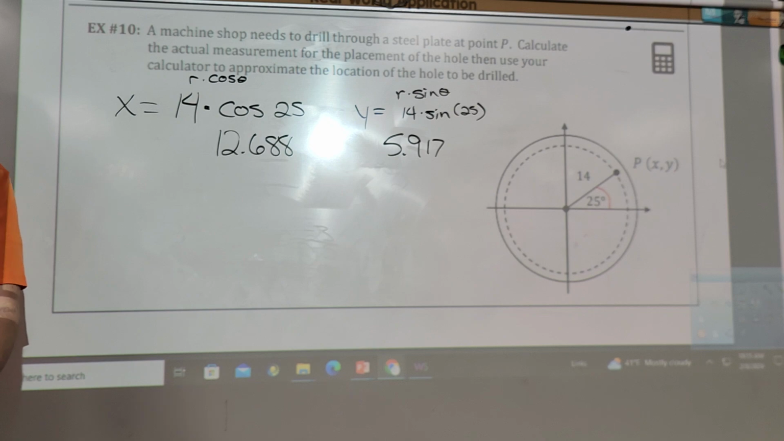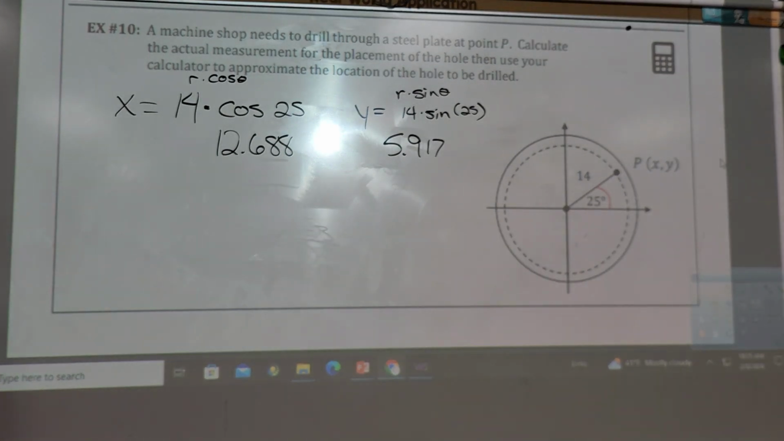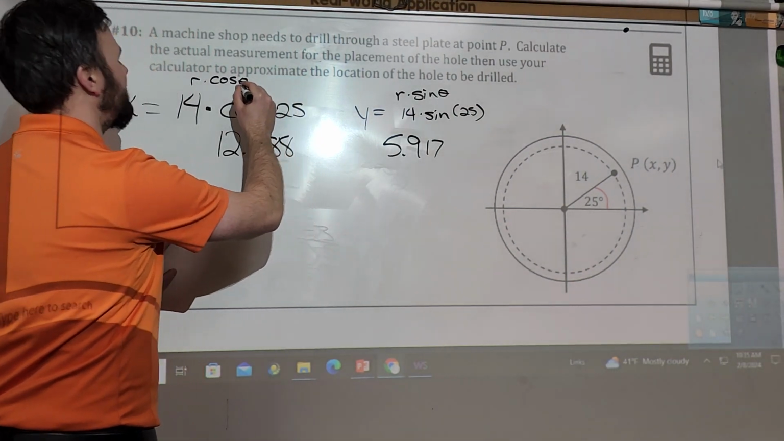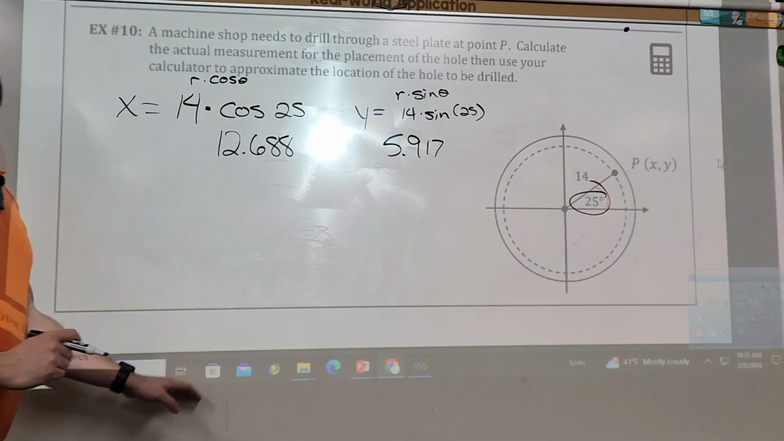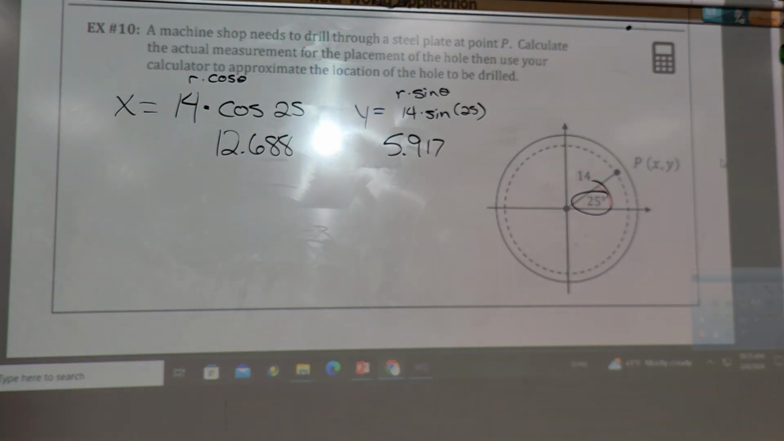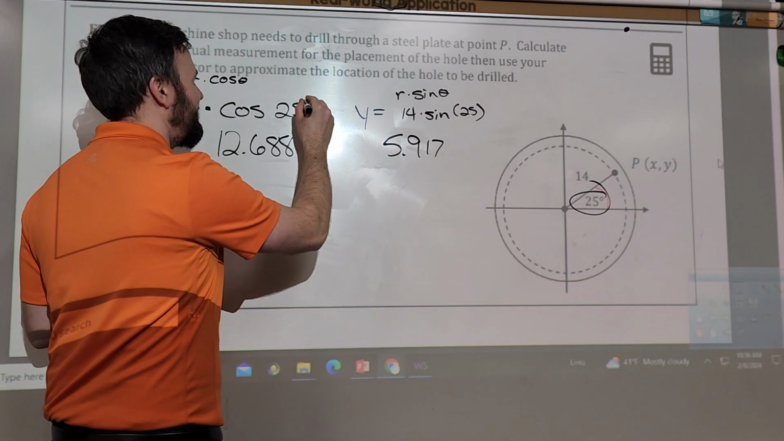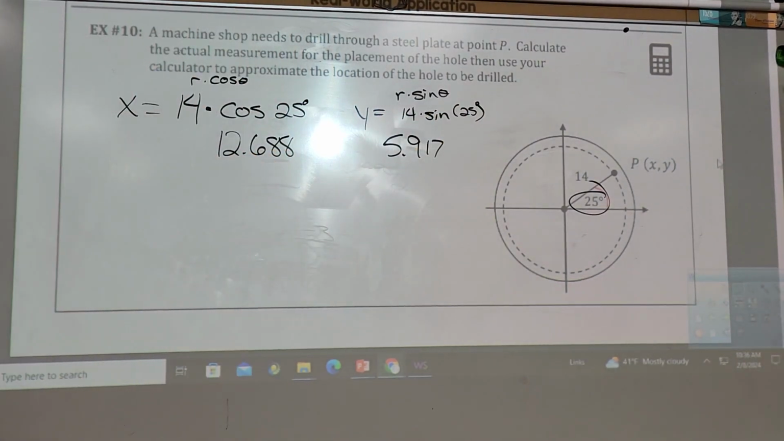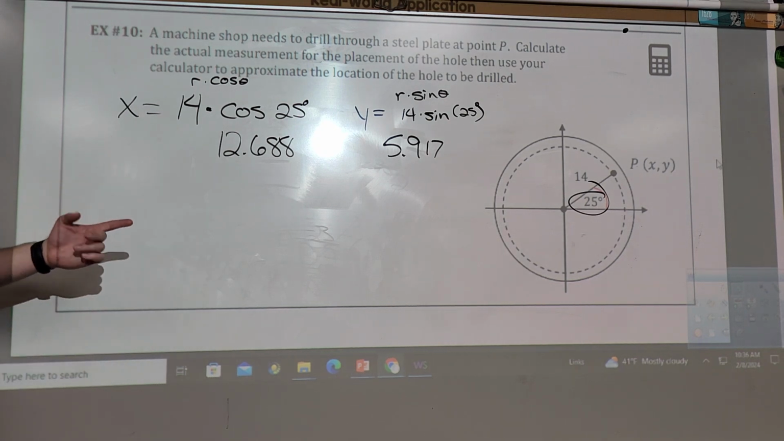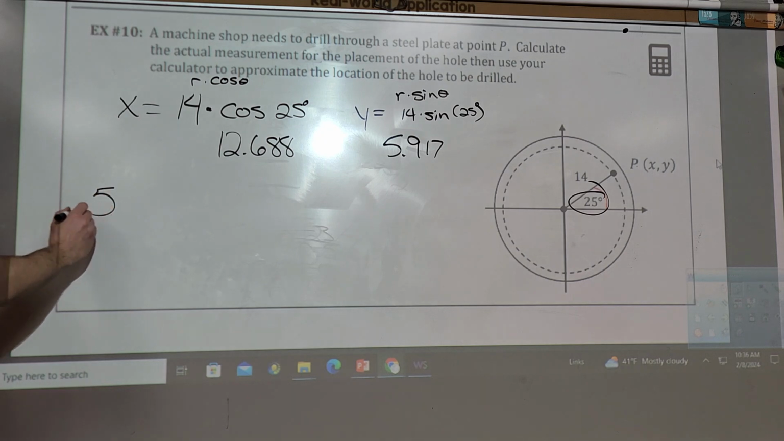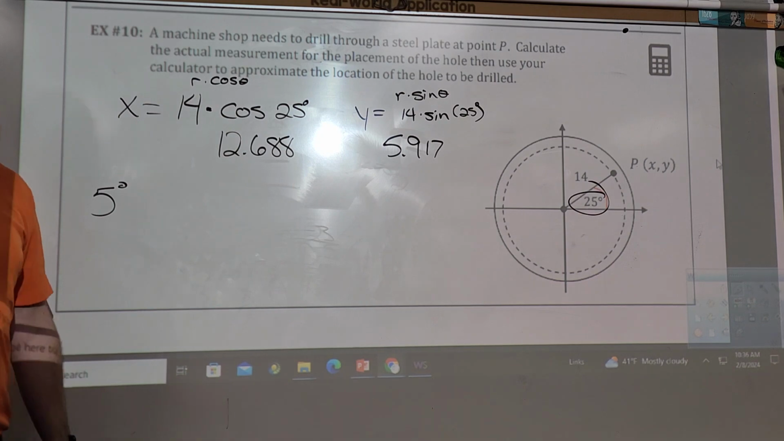25 radians could be 25 degrees. They're just numbers, you know what I mean? Remember, if there's a degree sign, you make sure it's in degrees. If there's not a degree sign, you have to use radians. Real life examples are very rarely in radians. They could say the angle is 5, and that'd be radians. But if the angle is 5 degrees, it's in degrees.